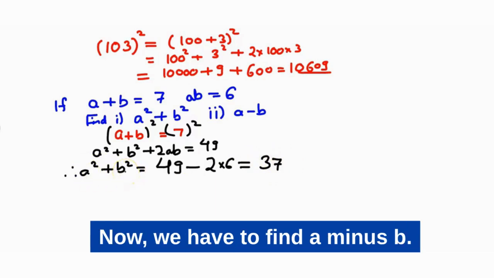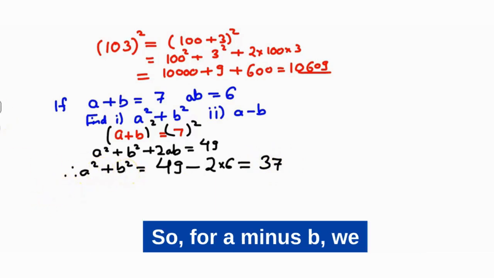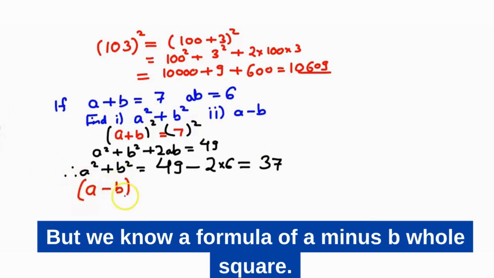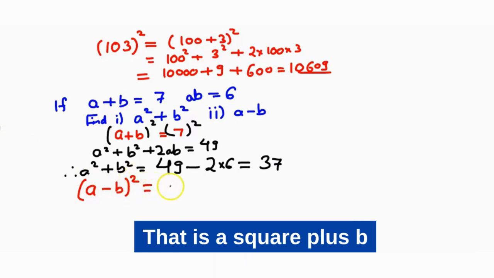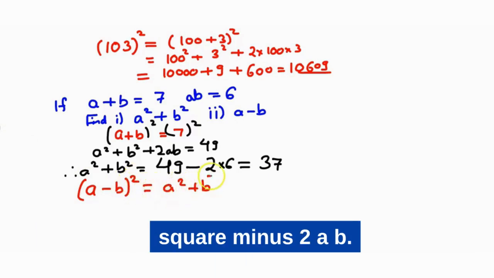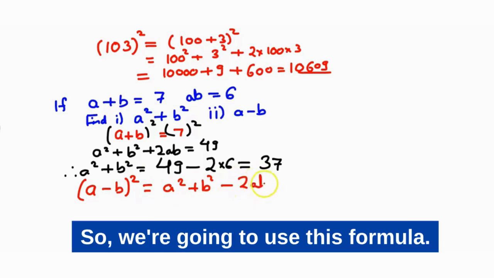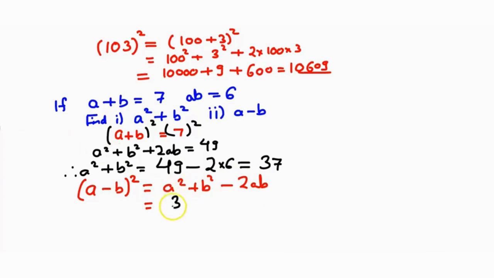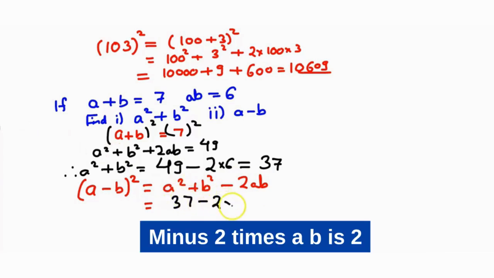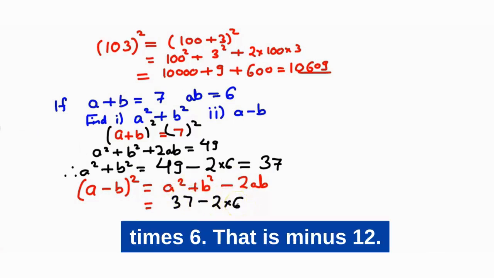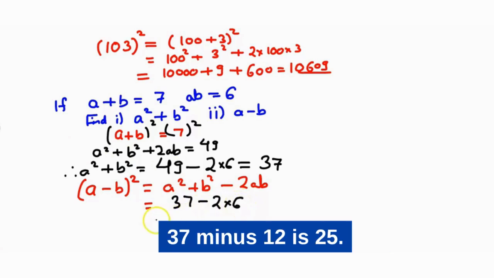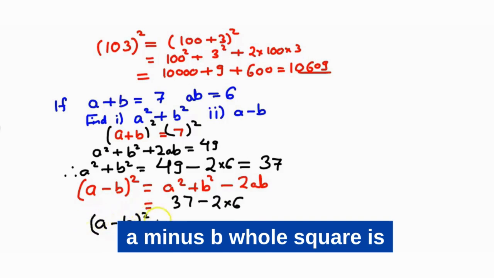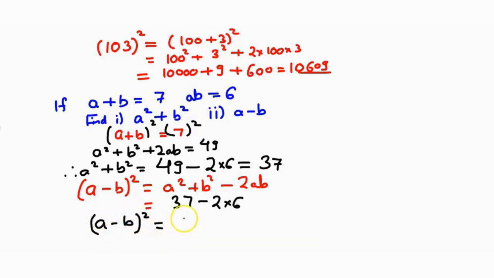Now we have to find a minus b. For a minus b, we know there is no direct formula for a minus b, but we know a formula for (a minus b) whole square. That is a square plus b square minus 2ab. So we're going to use this formula. A square plus b square is given as 37, minus 2 times ab, 2 times 6, that is minus 12. 37 minus 12 is 25. So (a minus b) whole square is equal to 25.